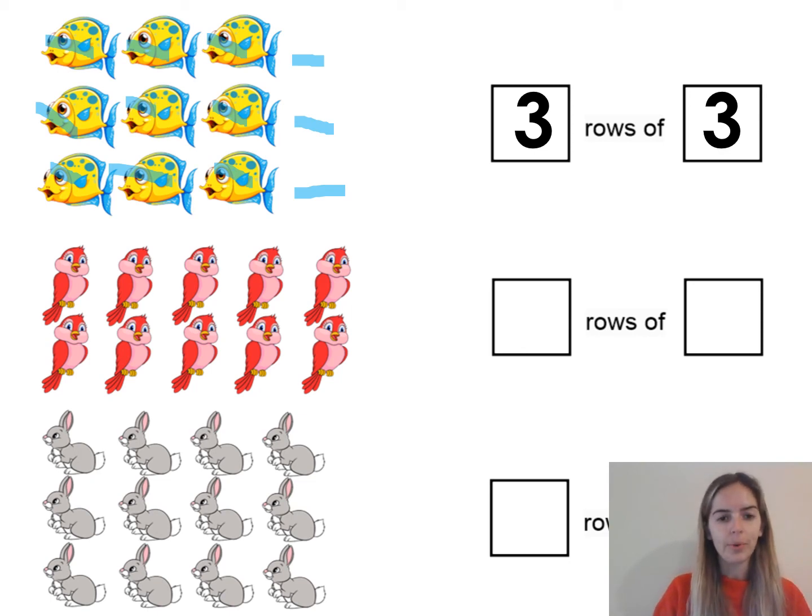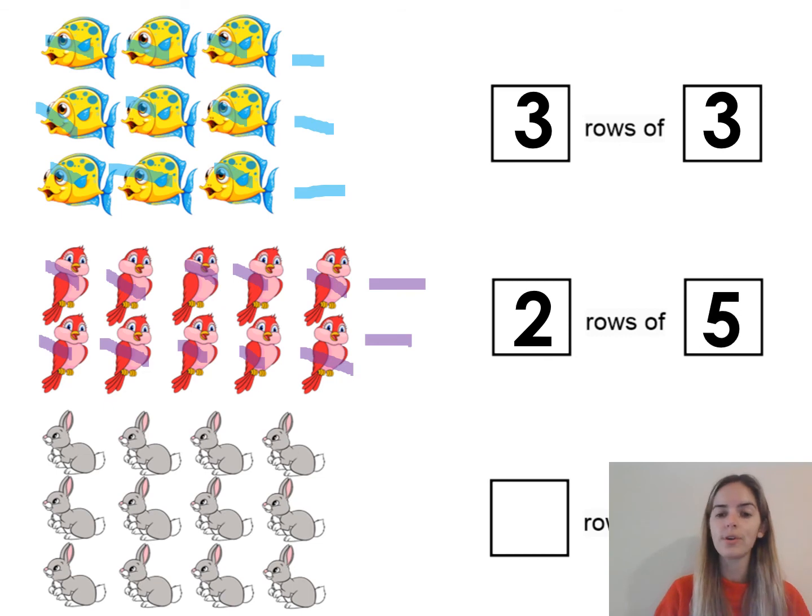Now let's look at our little birds. Here I have 1, 2. I have 2 rows. And how many do I have in each row? 1, 2, 3, 4, 5. Now let's just check that the second row has the same amount. 1, 2, 3, 4, 5. I have 2 rows of 5.